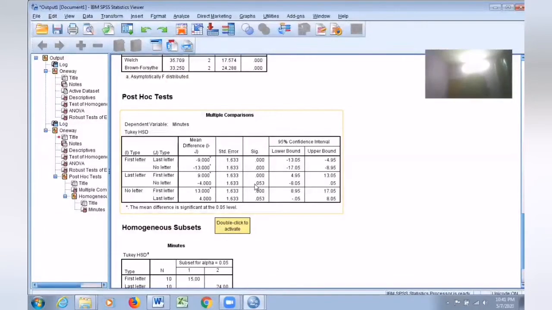So there are significant differences between two pairs of respondents. Okay, first letter, last letter, there is a difference. First letter, no letter, there is a difference. But there is no difference between these two groups of respondents, namely last letter, those who got last letter, and those who did not get any letter as a hint. Fine. So to get this kind of exact pairs which have caused a difference, I have conducted post hoc test.